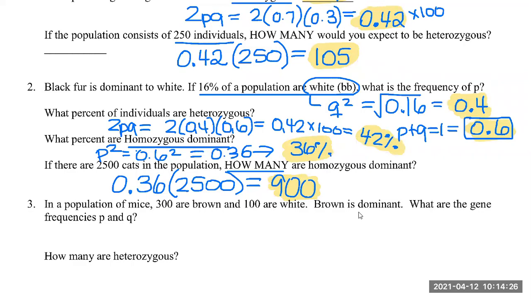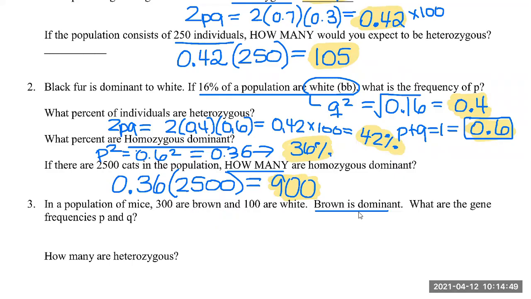Okay, next problem. Now we're getting even harder. So here, they're not giving us a frequency at all. They're giving us the raw number of individuals in the population. Couple of mistakes people make here. So they tell you brown is dominant and white is recessive. So I have a lot of times seen people that want to go, oh, brown is dominant, so they're giving me P squared. No, they're not.